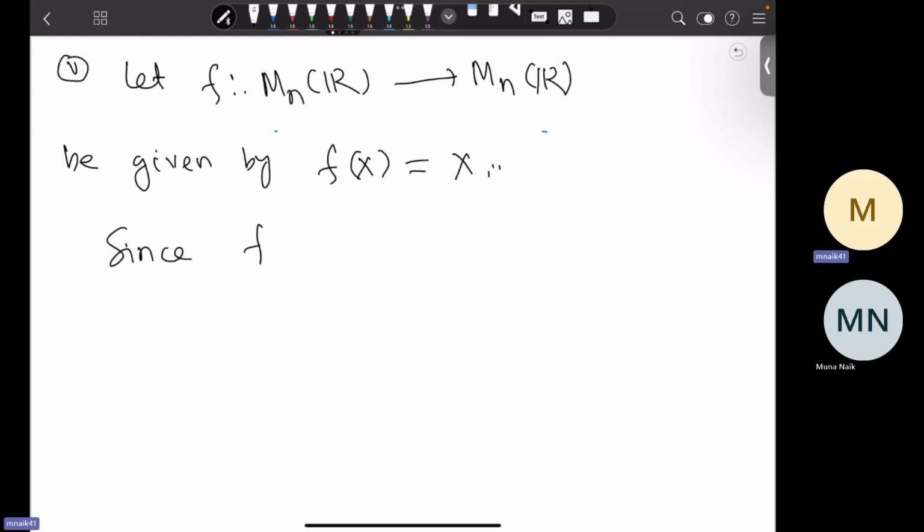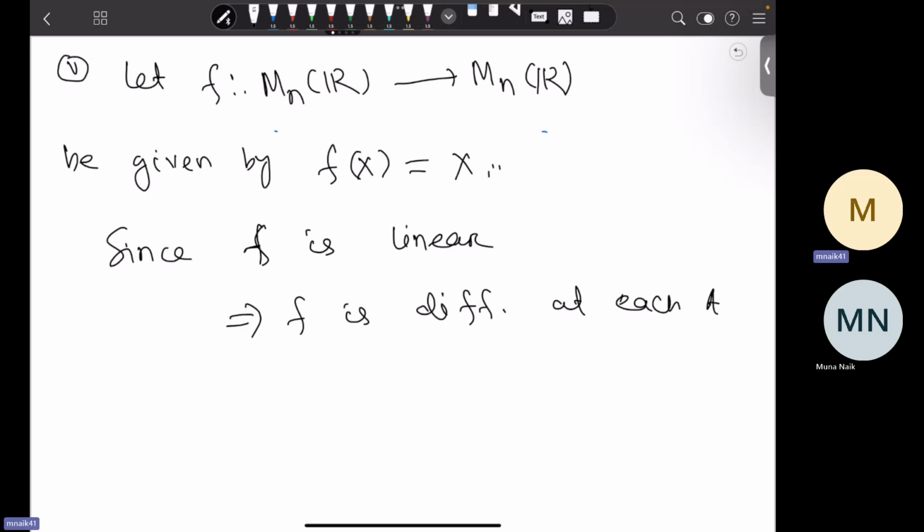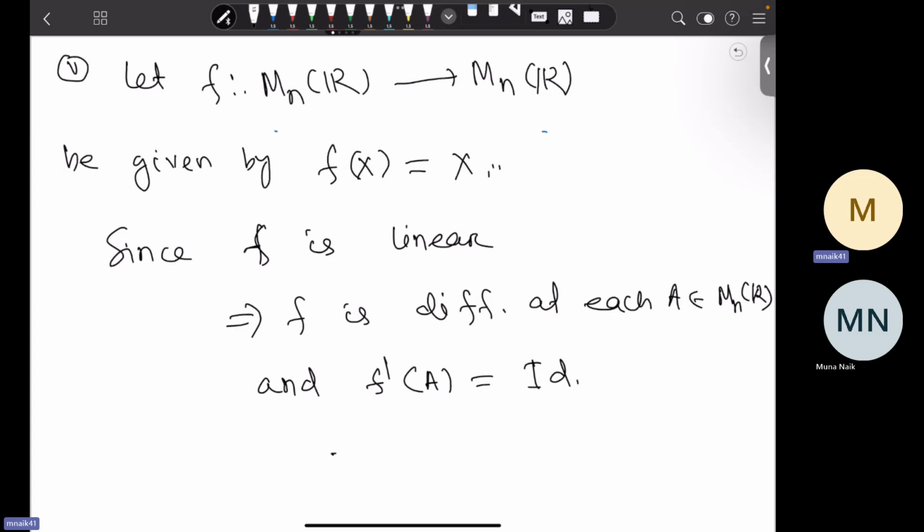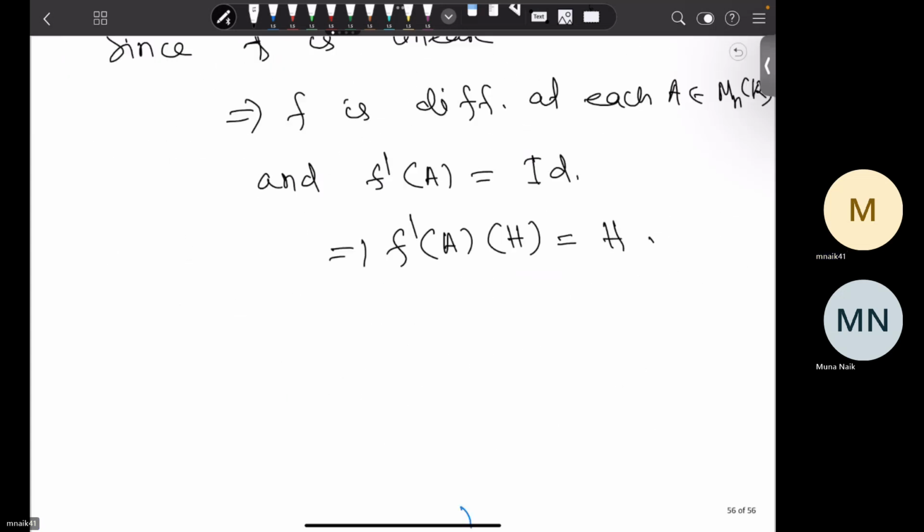Since f is linear, this implies that f is differentiable at each a belonging to M_n(R), and f'(a) is the identity map. That means f'(a)h is equal to h.